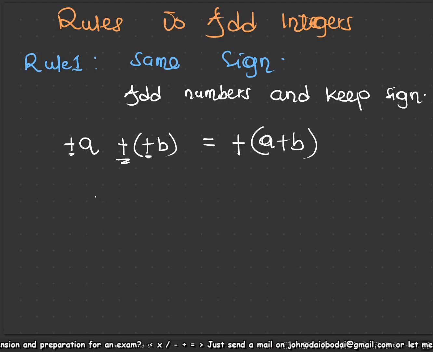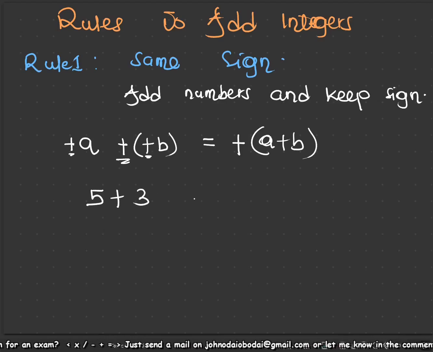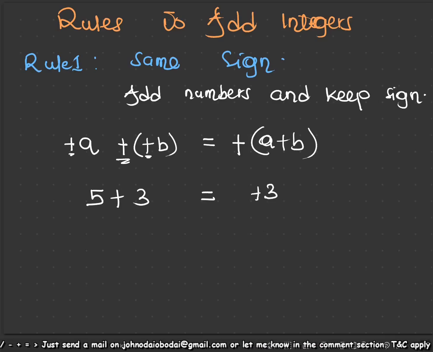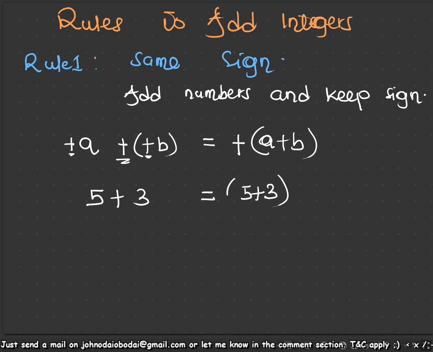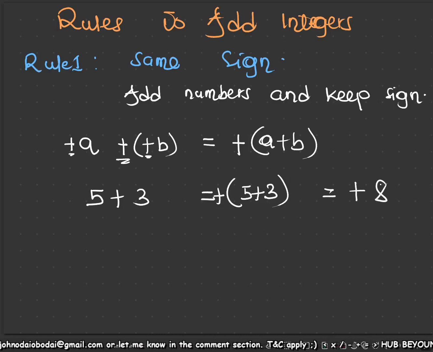A typical example is 5 plus 3. They are both positive numbers. So let's just add 5 to 3, and we keep the sign, giving us a positive 8.